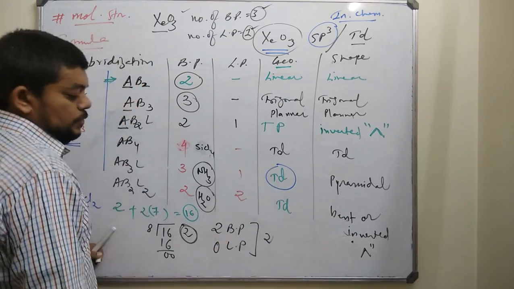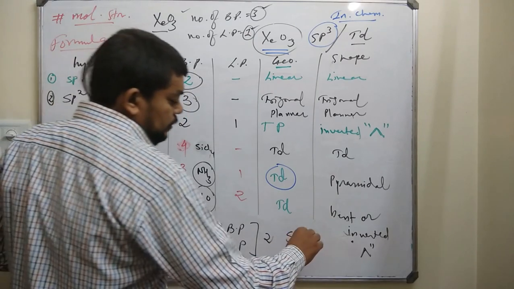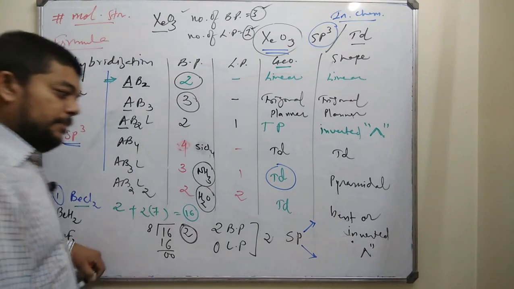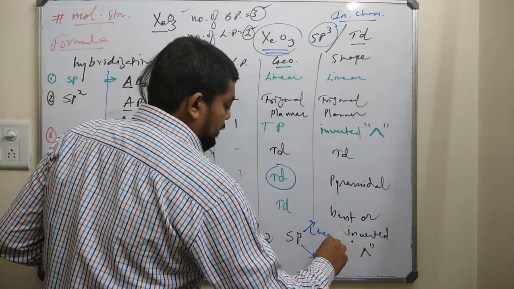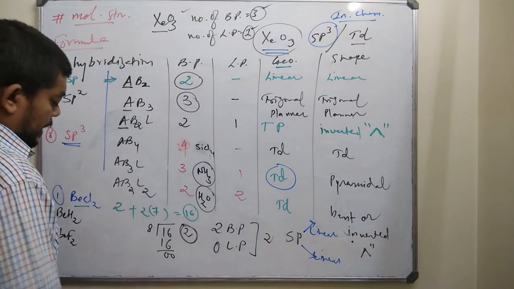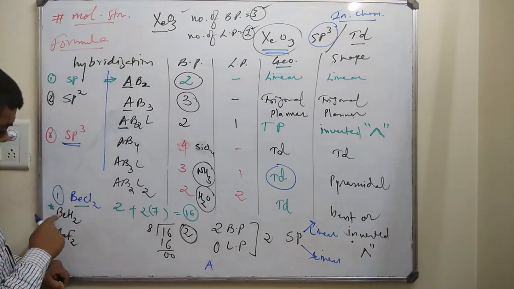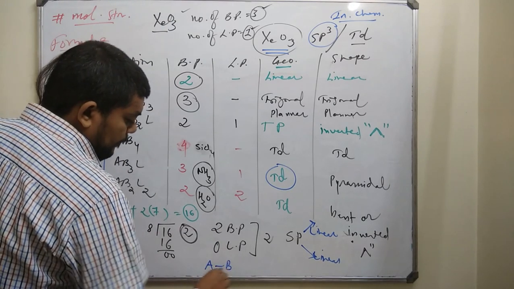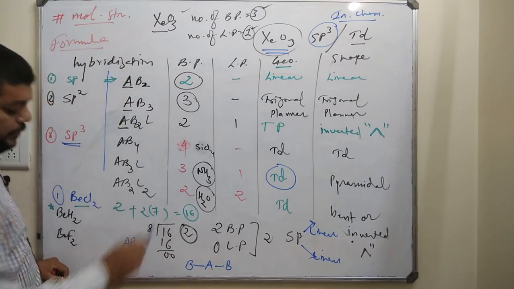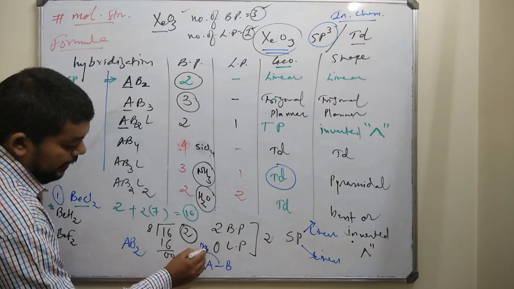So as the total is 2, it is always the sp hybridization, and as there are no lone pairs, the geometry is equal to the shape. So it has linear geometry and linear shape, and as there are 2 bond pairs, the center atom would be A, that is Be, the 2 side atoms would be B, so the molecule will be AB2, and as it is linear, the bond angle will be 180 degrees.